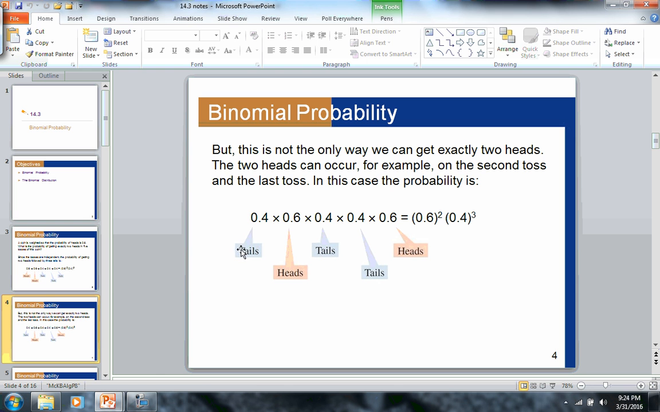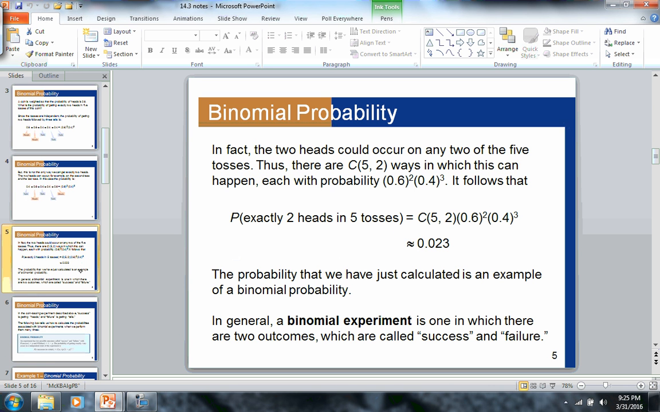So we could have tails, heads, tails, tails, heads, okay? Plus a variety of other different combinations. But again, this has 2 heads and 3 tails. So we have the 0.6 squared and then the 0.4 to the third. So we have a lot of different combinations that can get us the same successful outcome. So this is what is considered a binomial probability.